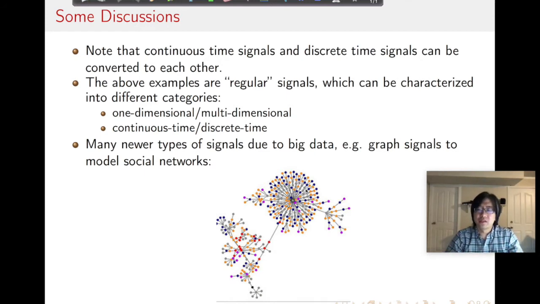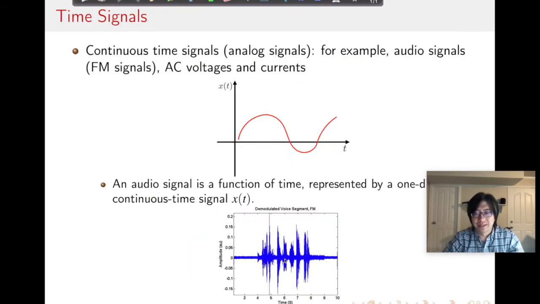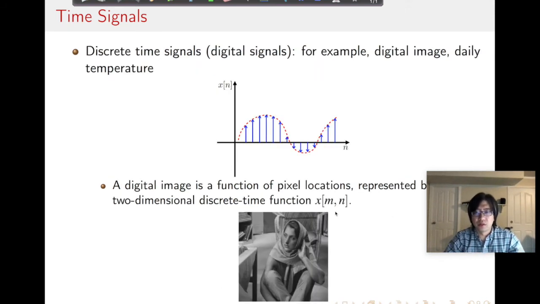And the regular signals can be categorized into many classes of signals. We're going to define that rigorously next class, but here we just give a very brief overview. For example, the audio signal we saw before is a one dimension signal, because the variable here is only t. It's one dimension, only one variable. But for the image signal, we have two input variables, so this is a two dimension signal, okay?